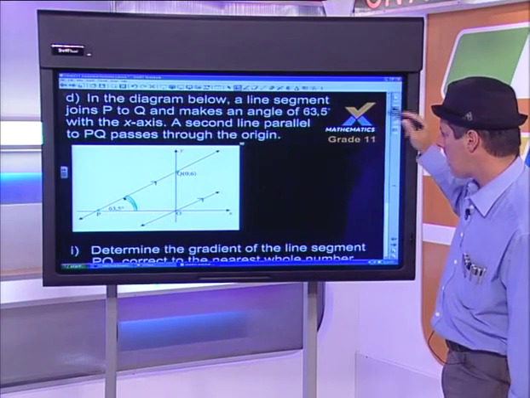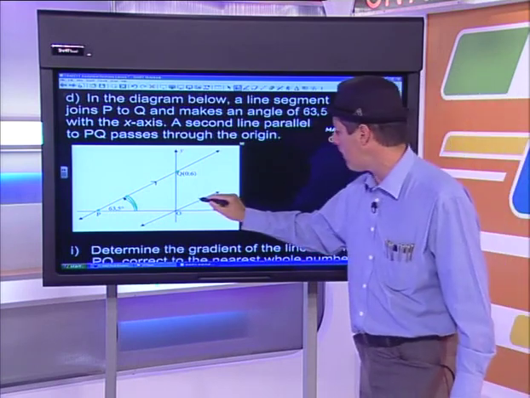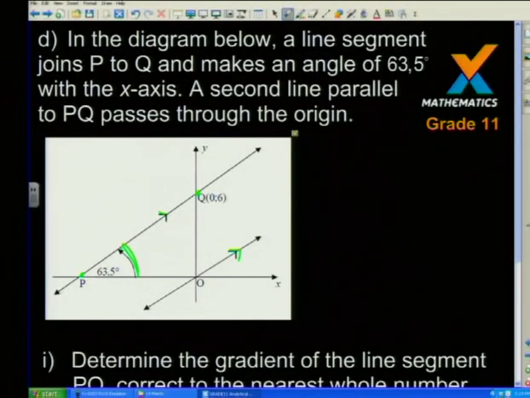Then they also say a second line parallel to PQ. And I can see the parallel lines. And the question really all of you at home should be saying is, well, why is it parallel? Why do they talk about parallel? And the answer is that the gradients are the same. So I'm already unraveling a question before I even get to find out what they're asking me, because I'm reading with meaning. I'm trying to understand what is being said to me over here.